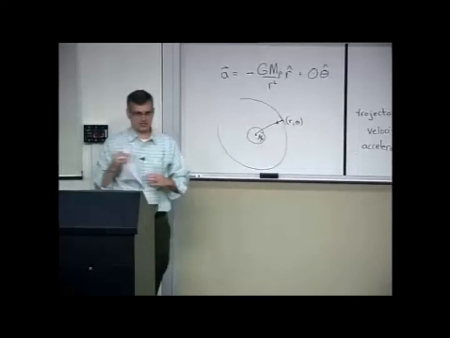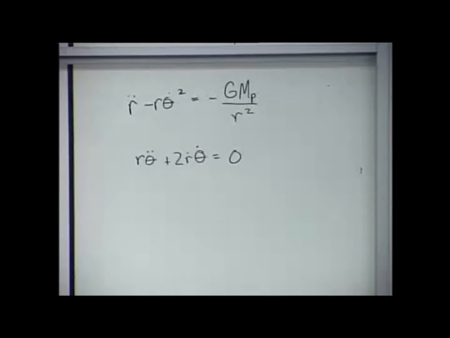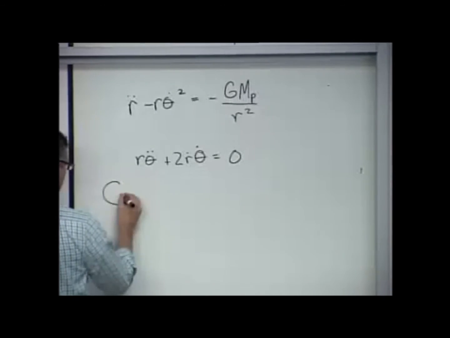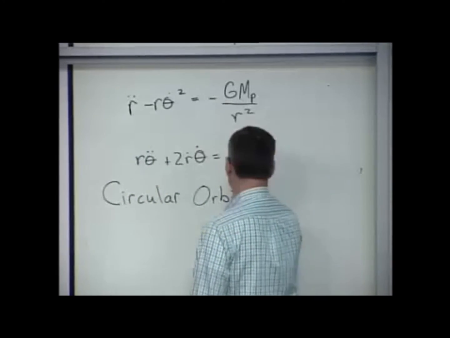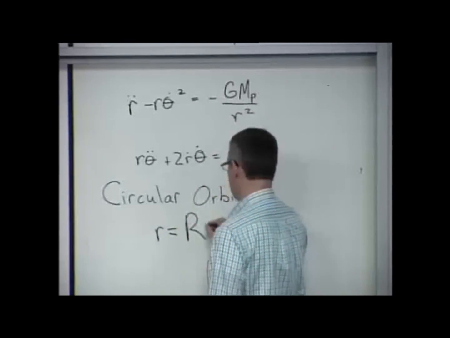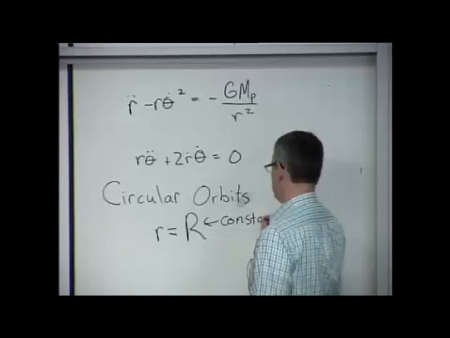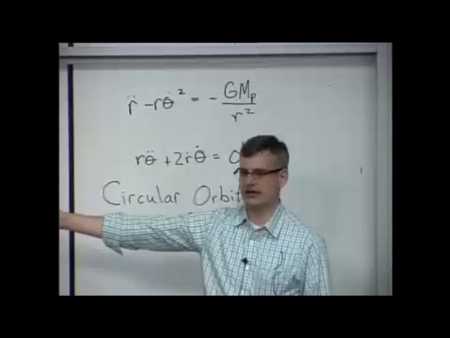Now we are going to start by solving this for the simplest possible system, the circular orbit. For circular orbits, we have one beautiful condition. r is equal to a constant. A satellite in a circular orbit always stays the exact same distance from the centroid of the planet.